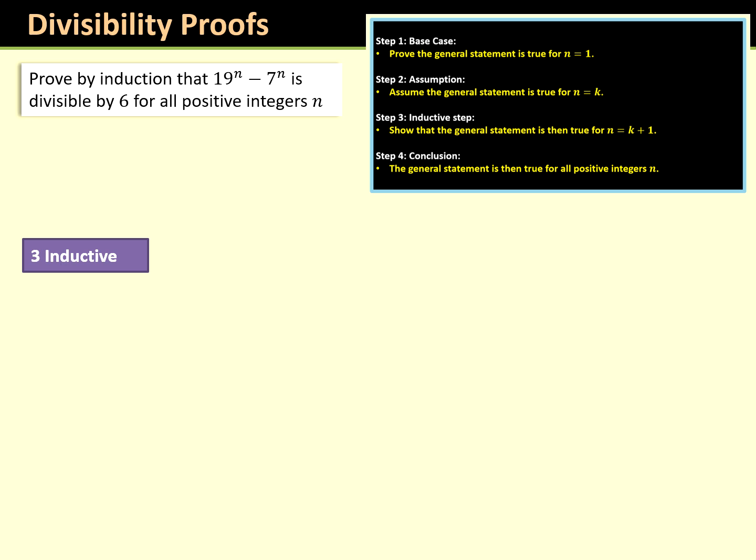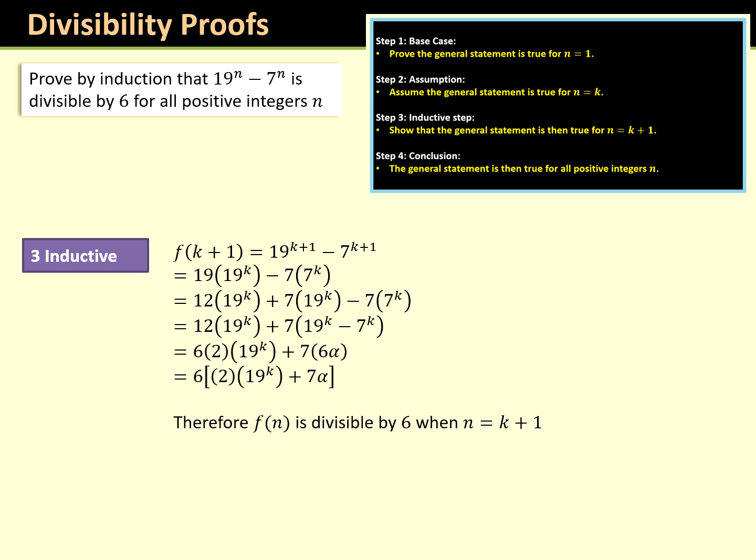Our inductive step, and again, that's one where we have to do some work. So defining f(k+1), which is of course what we do in induction, is looking at the (k+1)th term. That'll be equal to 19^(k+1) − 7^(k+1), so replacing the n's or the k's with k+1's. Now 19^(k+1) is the same as 19^k times 19^1. That's how indices work.